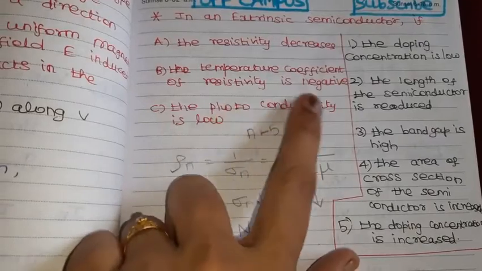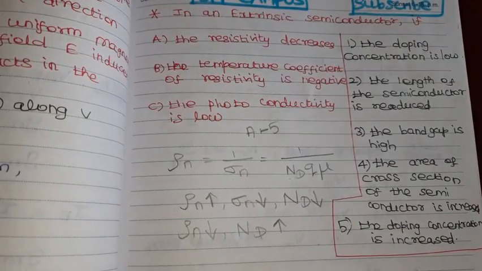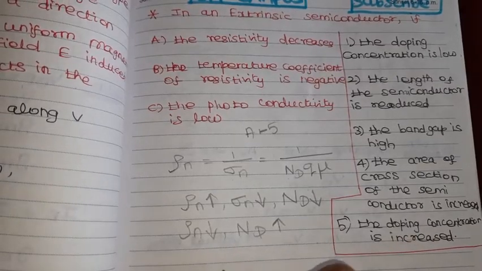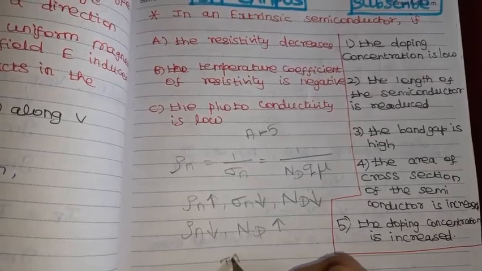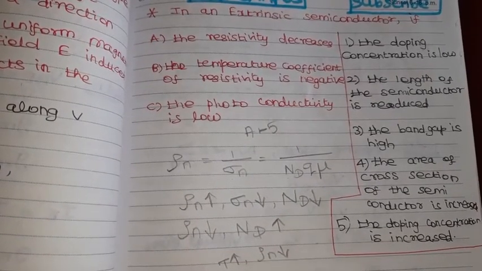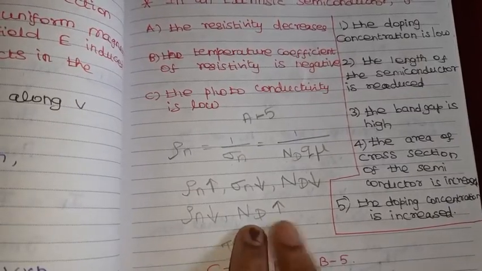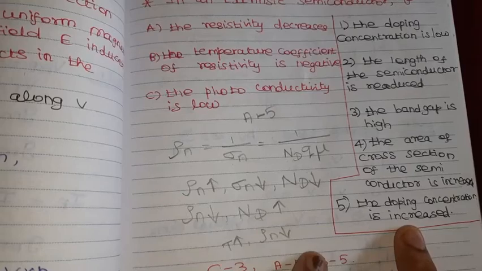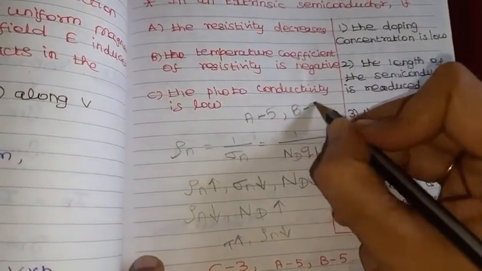Then what about the next one? The temperature coefficient of resistivity is negative. What does it mean? If the temperature is increased, what will happen? Negative means the resistivity automatically decreases, and when resistivity decreases, the doping concentration will increase. So B also matches with the fifth option.